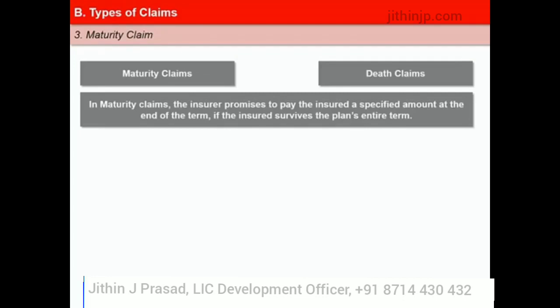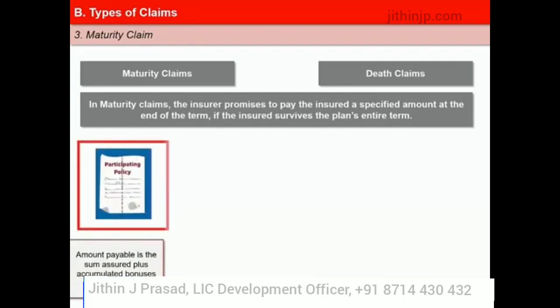The maturity value of the policy depends upon the type of policy taken by the policyholder. In case of participating plan, the amount payable under maturity claim is the sum assured plus accumulated bonuses, less dues such as outstanding premium, policy loans, and interests thereon.